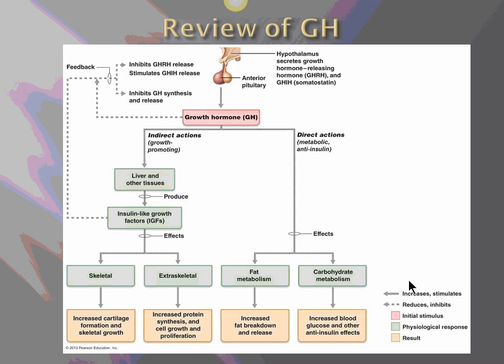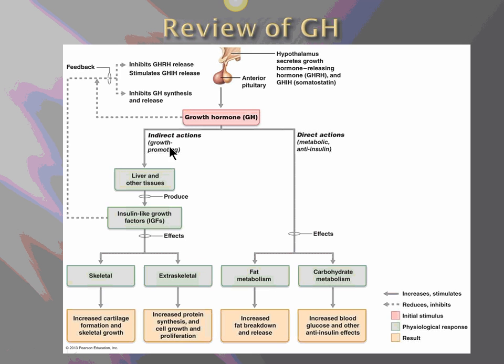So this is a review of growth hormone. So you can look at it. So growth hormone releasing hormone is produced. So it has direct action. It causes fat metabolism, increased fat breakdown, increases blood glucose level. So it acts, unlike insulin, it's anti-insulin. That's why we call it diabetogenic.